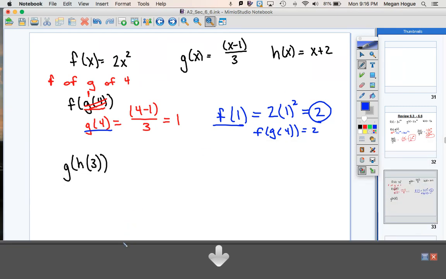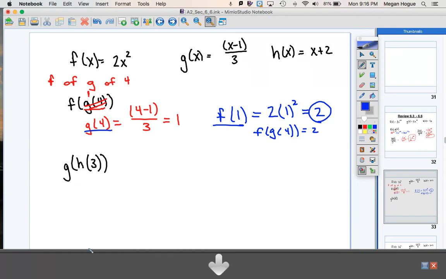This same set of functions. g of h of 3. Maybe even pause the video, try it on your own first. We start with the inside. So we're going to do h of 3. And again, you're going to label what you're doing. And so here's that one. So we're going to do 3 plus 2. I know we could do that in our head, but I want to see that. That's 5. That replaces this.